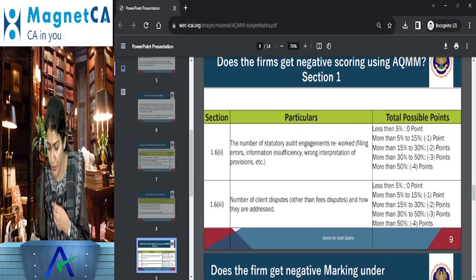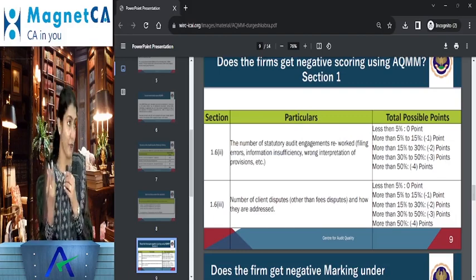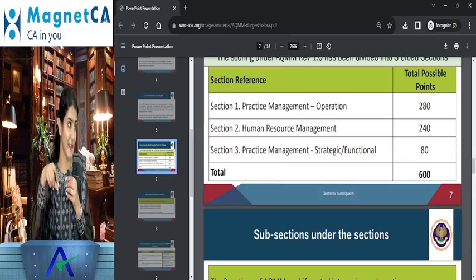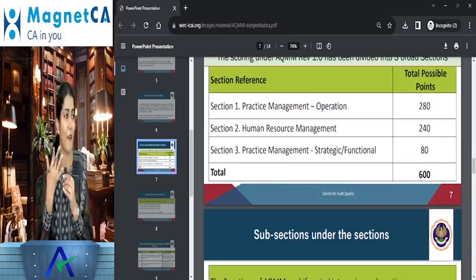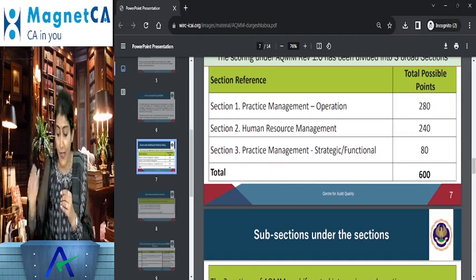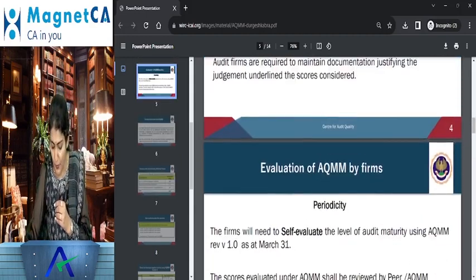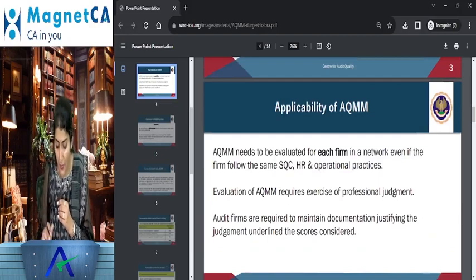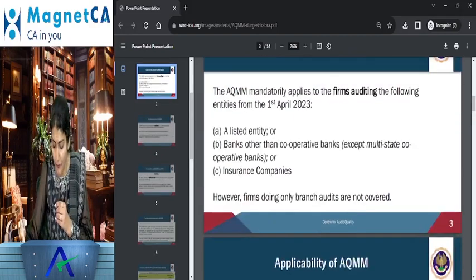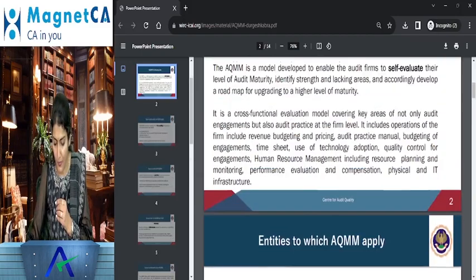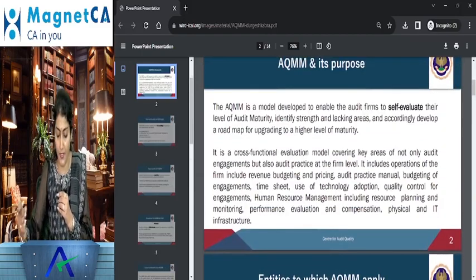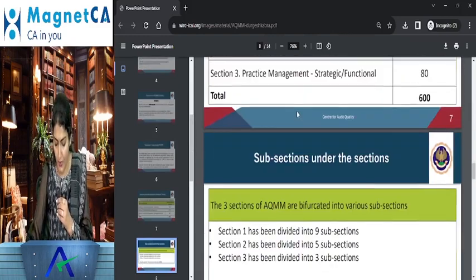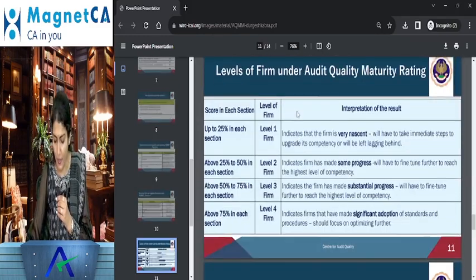Total possible points: less than 5, more than 5, and if more than 15% of your engagements you have reworked, then what you should do? Give -1 point to your firm. Accordingly you will get the rating points out of the 600. So you might get 400 or 500 points. This is self-evaluation. Are you going to put this on your website? No, this is not to be told to anybody. AQMM firms are required to maintain the documentation, and it is only a self-evaluation model. So that's again a new concept that they are coming up with, the AQMM.